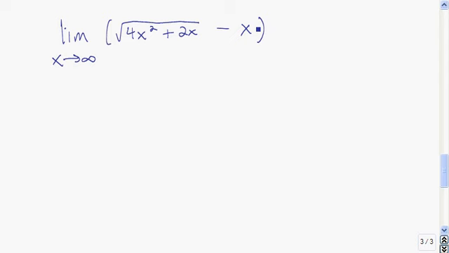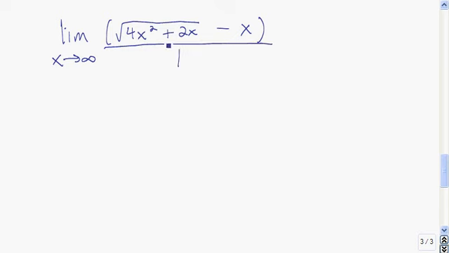Okay, here's one last example. As x goes towards infinity, this term right here goes towards infinity, and this term right here goes towards infinity. So this is the infinity minus infinity case for evaluating limits as x goes to infinity. And what we're going to want to do in those cases is introduce a fraction.